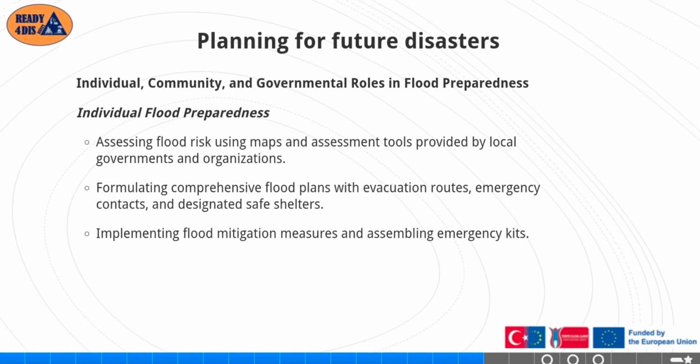Individual, community, and governmental roles in flood preparedness. Individual flood preparedness. Individuals can assess flood risk using maps and assessment tools provided by local governments and organizations. They should create comprehensive flood plans that include evacuation routes, emergency contacts, and designated safe shelters. Preparedness also involves applying flood mitigation measures and assembling essential emergency kits.